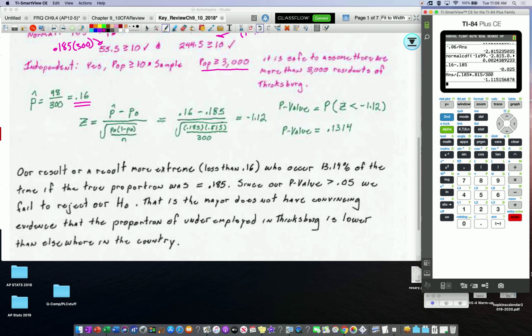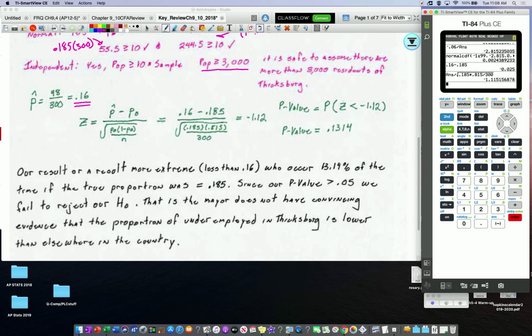So again, to get this p-value, I know it's not written here, but we would go normal CDF from negative 99 to negative 1.12. So I'm just doing that right in my calculator. Second VARS, normal CDF, negative 99 to negative 1.12. So just to show you, that's where that p-value is actually coming from. Okay? So when I look at this p-value, I like to interpret it in the context of the problem. So I would look for that on our test, but on the AP exam, it's something you wouldn't necessarily have to do.